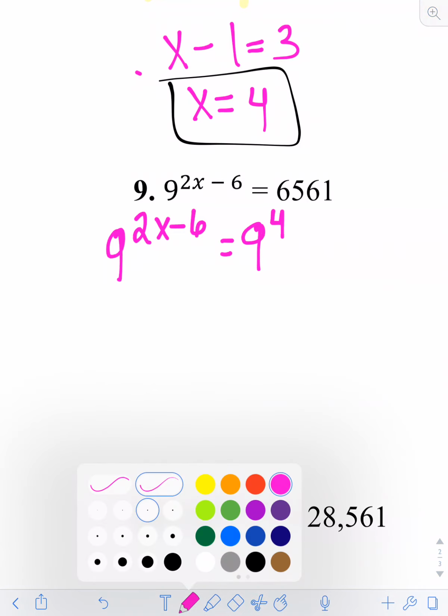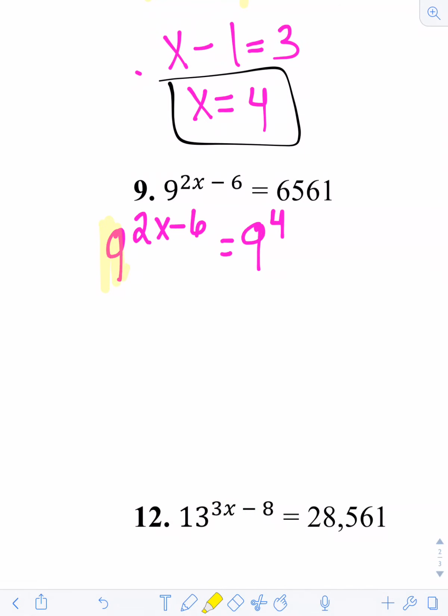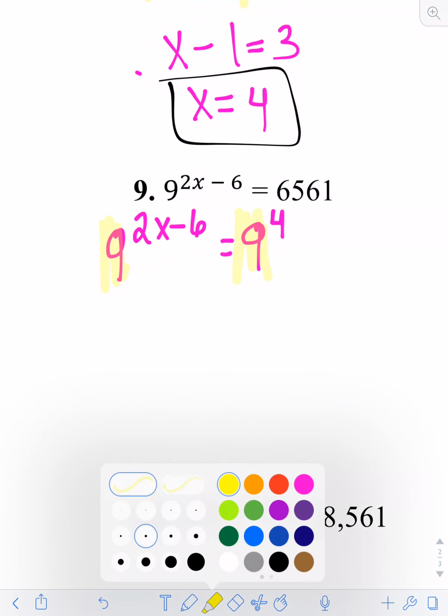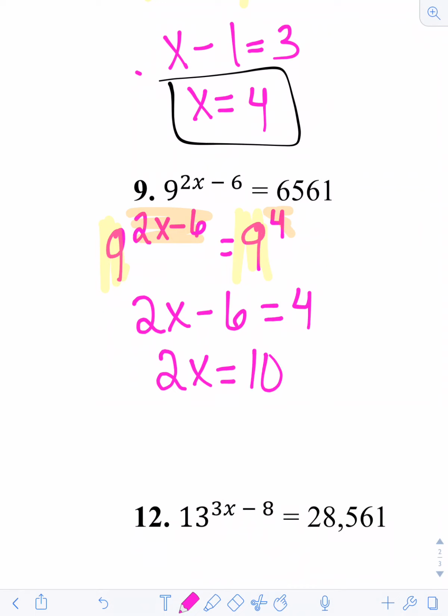So for this, now I know that my bases are the same. So once your bases are the same, then we know here that your exponents can equal each other. So I have 2x minus 6 is equal to 4. So I can add 6 to both sides. So I have 2x is equal to 10. Divide both sides by 2. X is equal to 5.